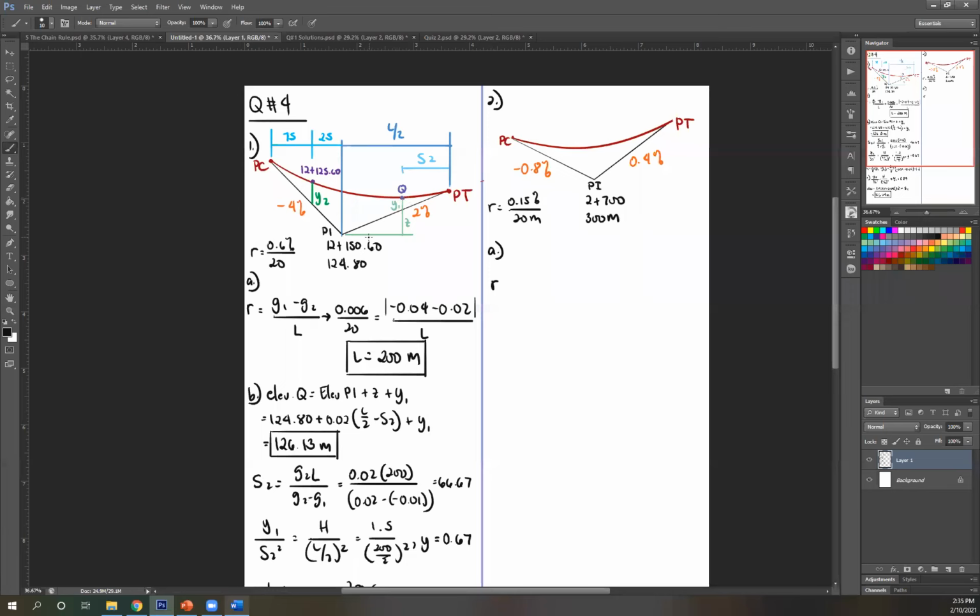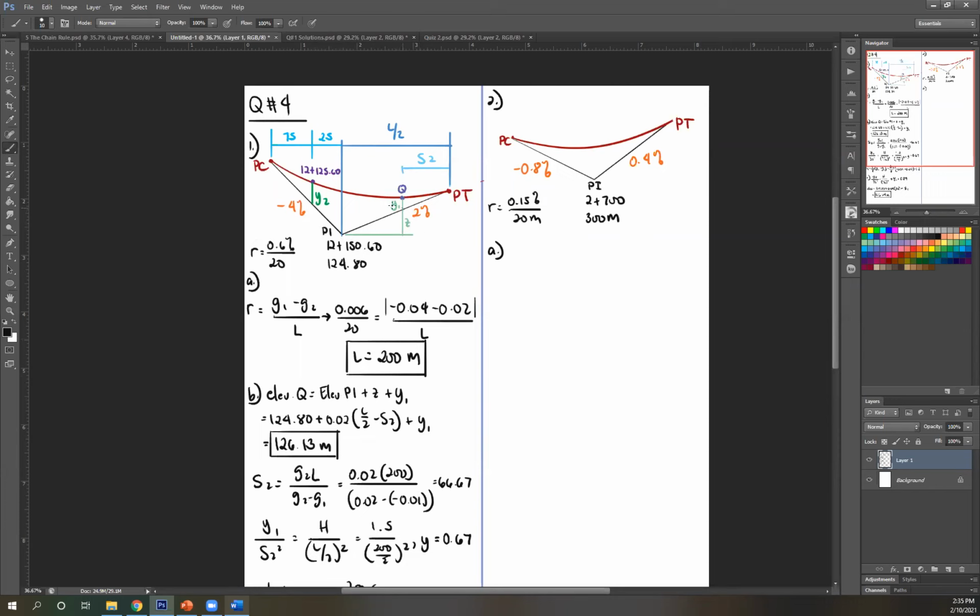To get that, remember we're going to start with what's given. I'm given the elevation of station PI. So from this line going upward, if I can get this length, which is just using your grade, plus this length, which is using your y over x squared offset equation, I can get the elevation of Q. So that's just elevation of Q equals elevation of PI plus Z plus y sub 1.